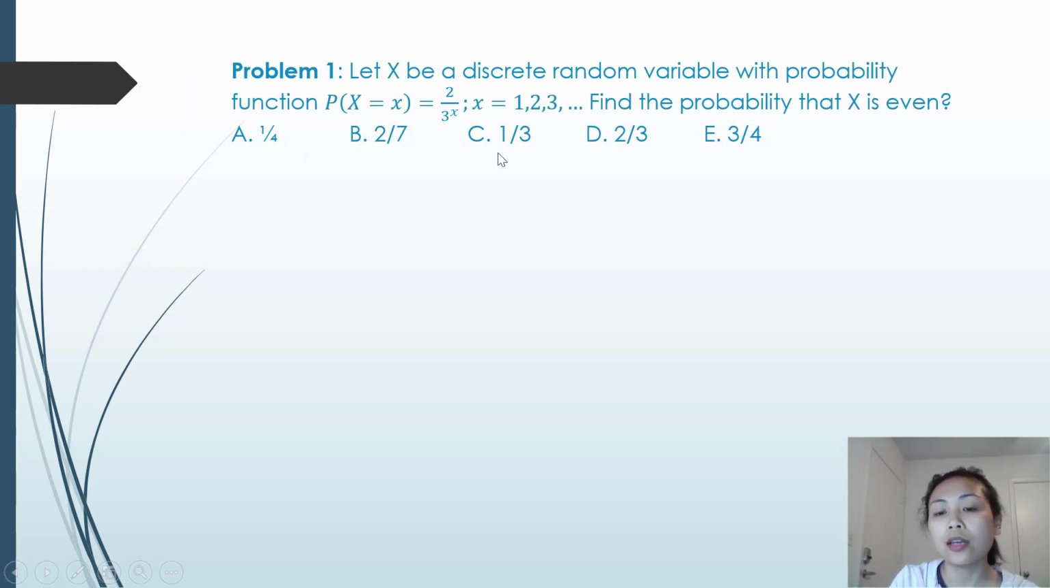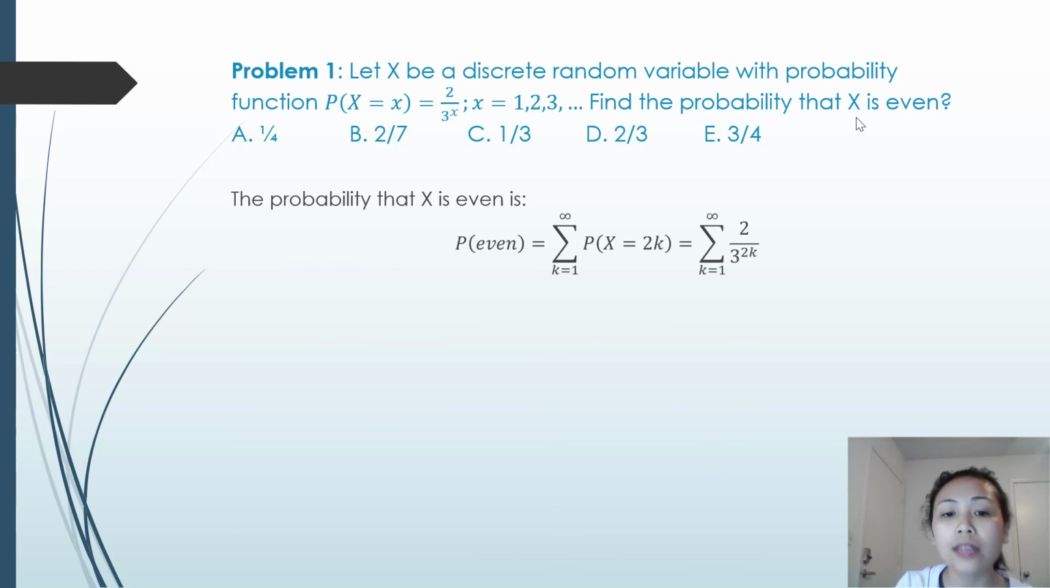Here we have 5 choices. The question asks for the probability that x is even, so x can be 2, 4, 6, 8, 10. Basically, the general form of an even number is 2k, where k is an integer. So the probability that x is even is the summation from k equals 1 to infinity of the probability of x equal to 2k, because we take only even numbers. Using the formula, for any single point, the probability of x equal to 2k is (2/3)^(2k).